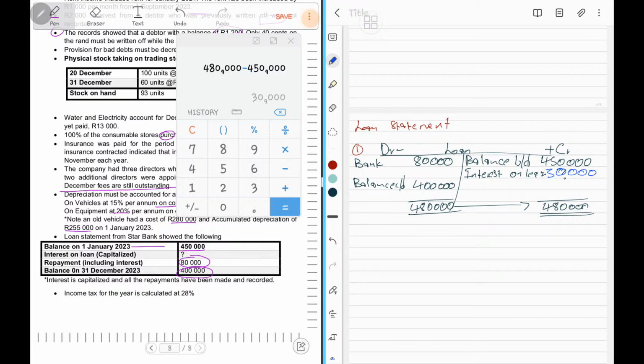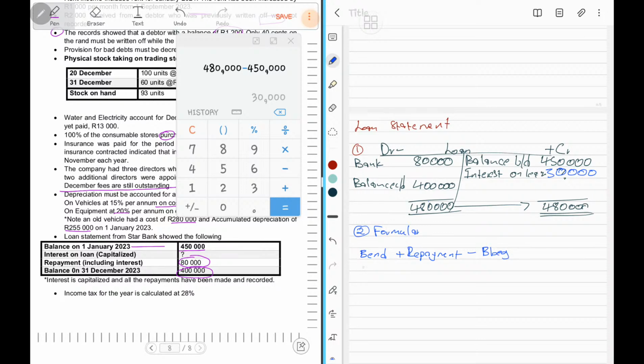Now this means that the interest on loan is 30,000. Then another approach is that you can use the formula whereby you say balance at end, B end, then you add repayment, then you subtract balance at the beginning, B beg. You see, now based on this, it will be how much?